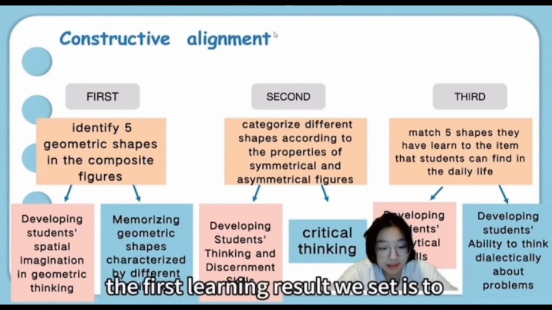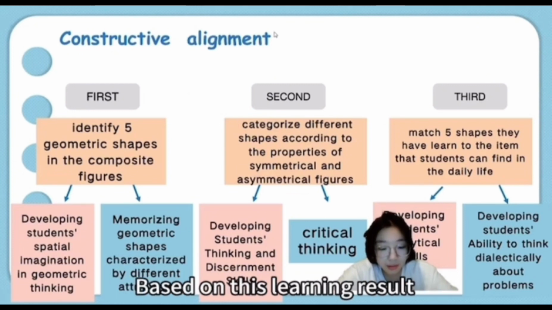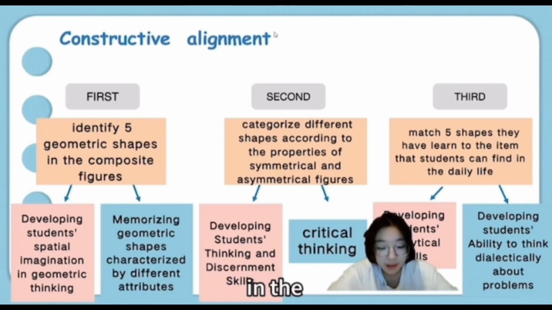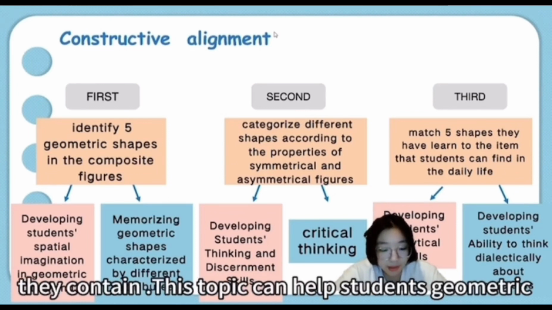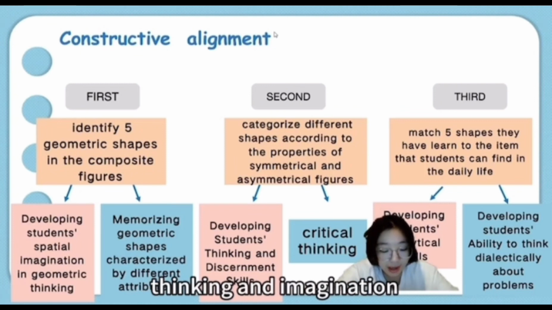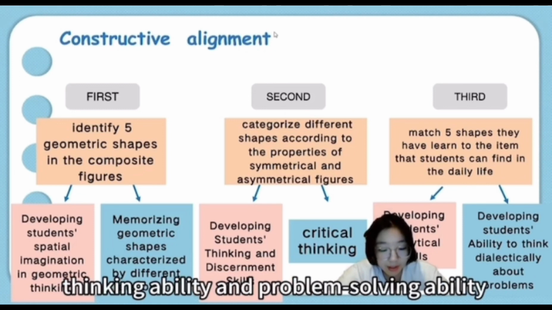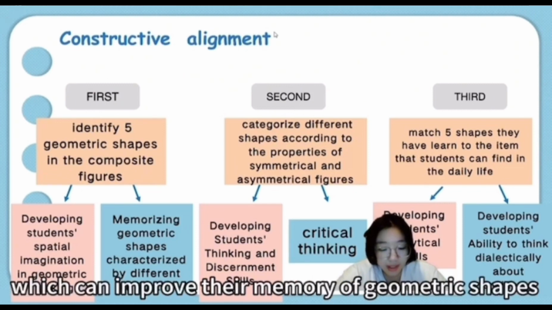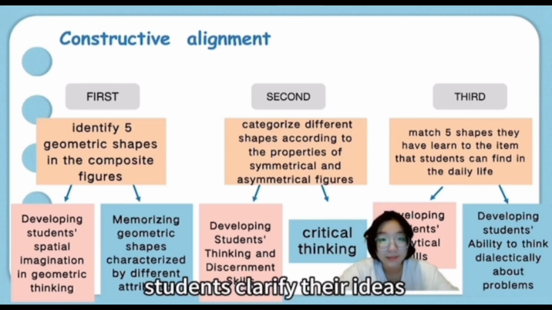The first learning result we set is to identify 5 geometric shapes in the figure. Based on this learning result, we designed a task where students need to write the name of the individual geometry in the combination and the number of each figure they contain. This task can help students' geometrical thinking and imagination. At the same time, it can also exercise logical thinking ability and problem-solving ability. Students find out the differences and find their combinations, which can improve their memory of geometrical shapes. Writing down the number of each figure can help students clarify their ideas.